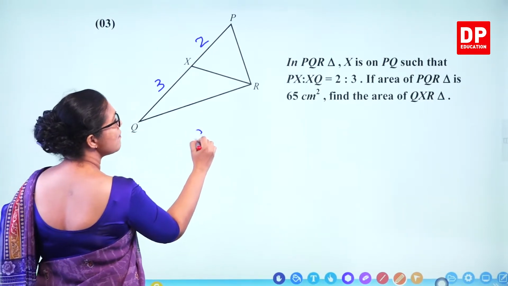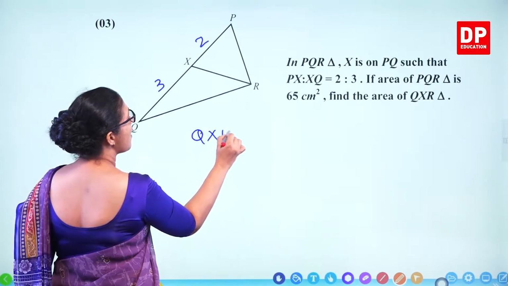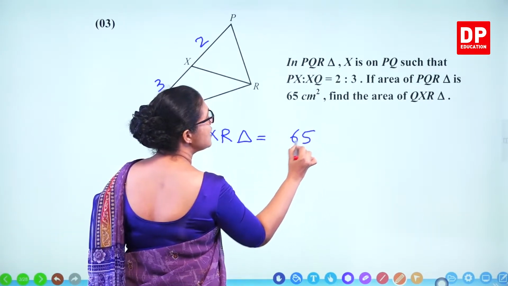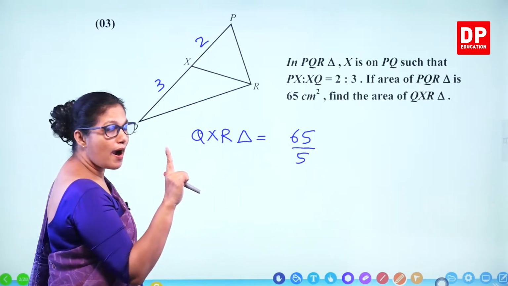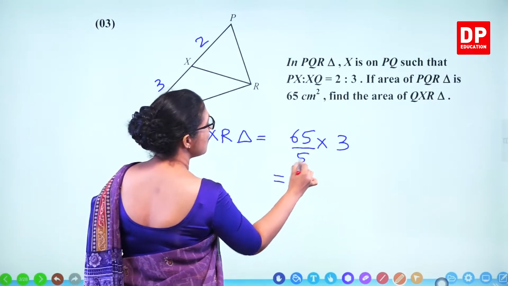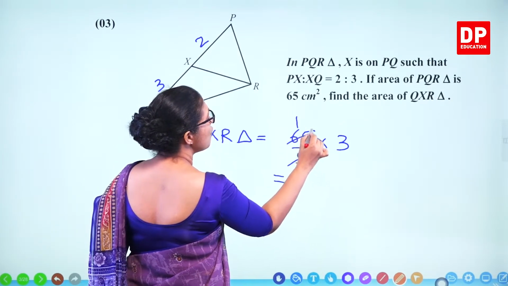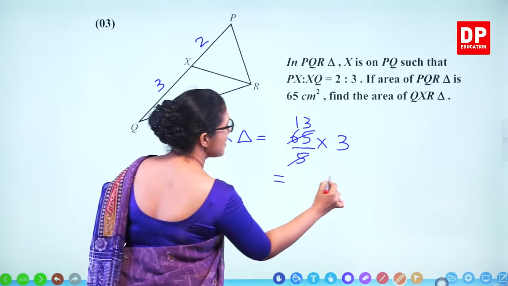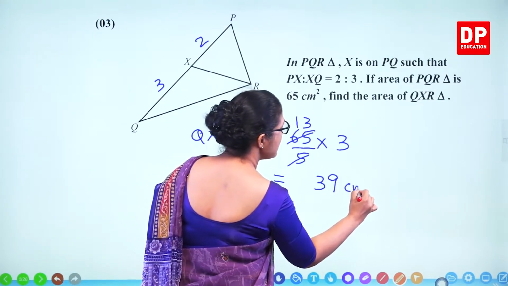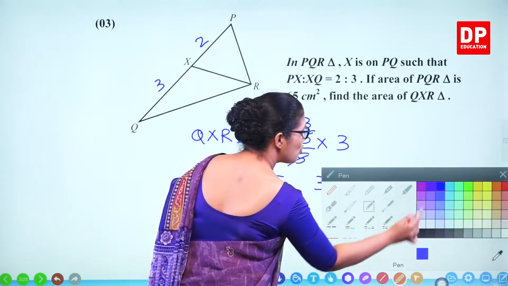So we can straight away find the QXR area. 65, we divide by 5 to get 1 part and multiply by 3 to get 3 parts. 5 times 1, 5. For 15, that's 3. 3 times 3, 9, and 3. 39 square centimeters. So you get 2 marks for that.